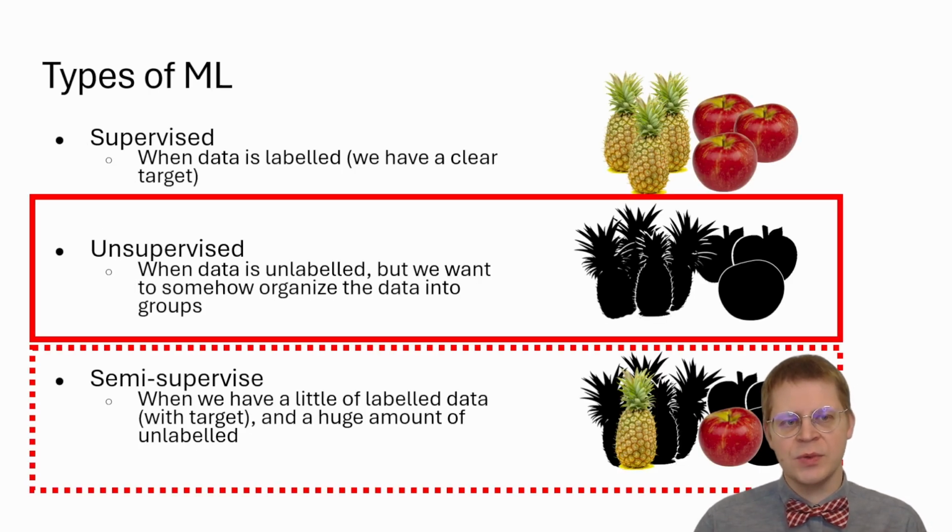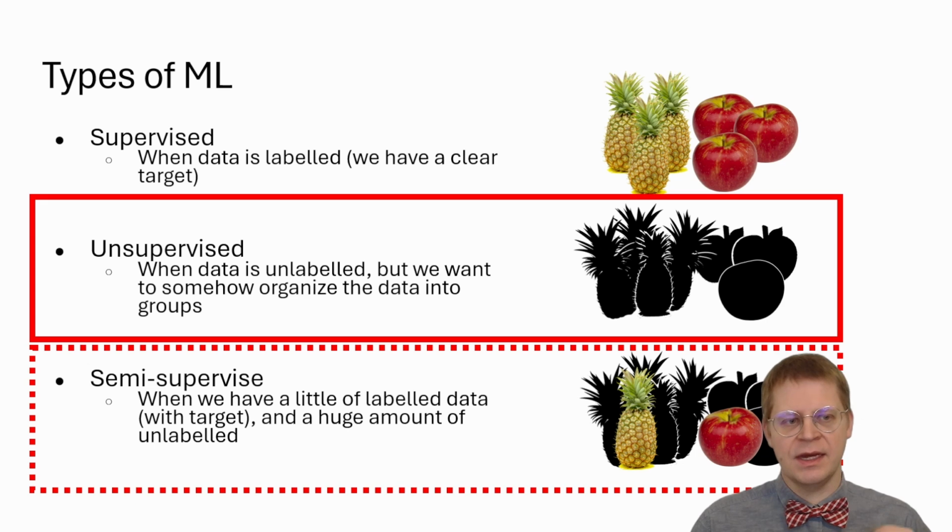To position clustering within machine learning, let us review three main types. First, supervised learning uses labeled data to predict outcomes like identifying spam emails. Unsupervised learning, where clustering belongs, deals with unlabeled data. Here we aim to uncover hidden structures. And lastly, semi-supervised learning bridges the gap, combining small labeled datasets with larger unlabeled ones.